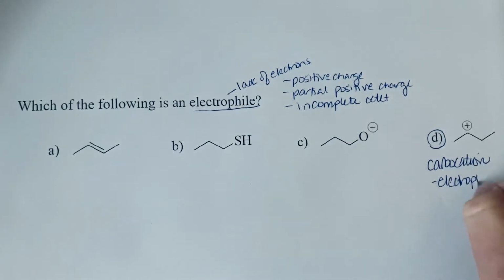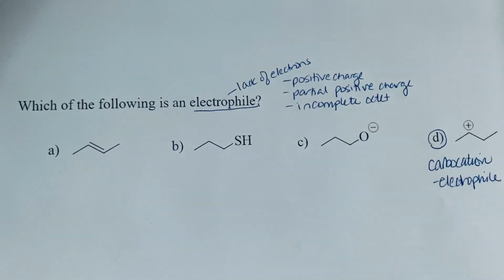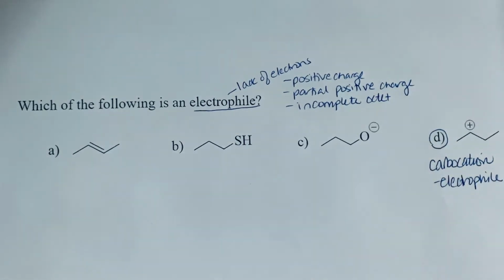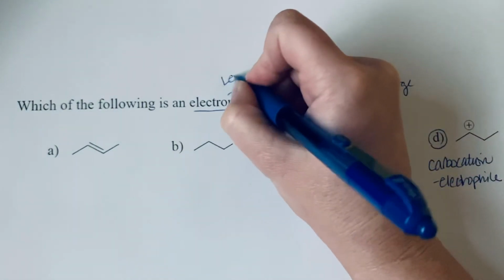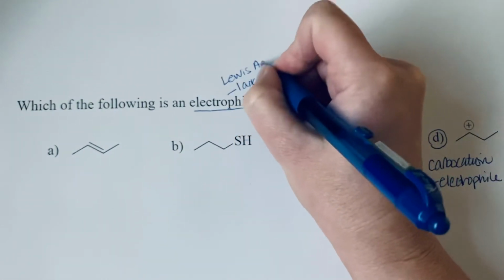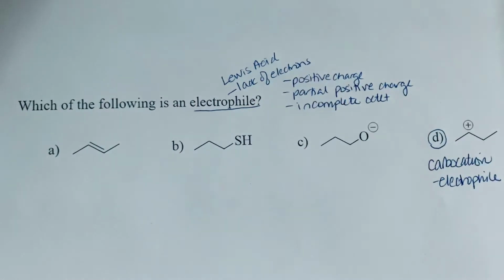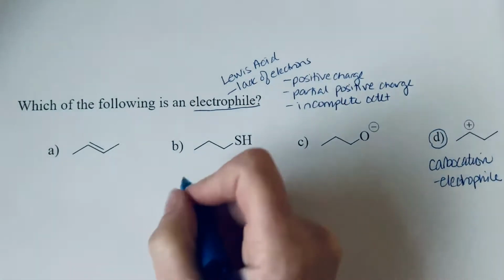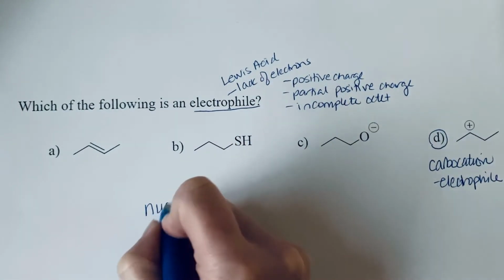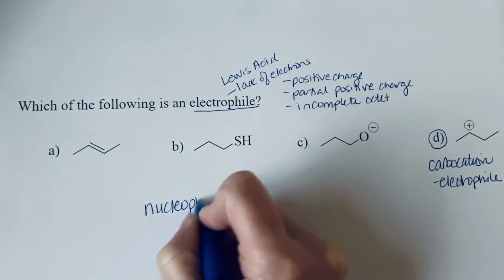And this is a common electrophile that we are going to encounter as a reactive intermediate in a lot of organic mechanisms, right? Another way to describe an electrophile is as a Lewis acid, because it's going to be an electron pair acceptor. And while we are looking at this definition, we might as well look at a nucleophile as well, just to make sure that we can recognize both.